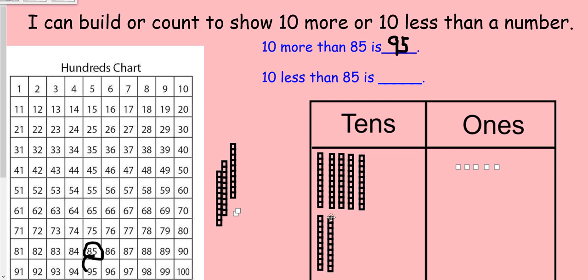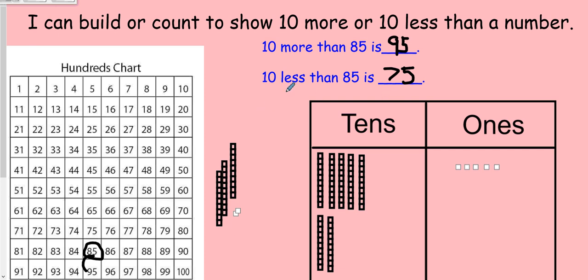Let's look at what we have left. Now we have 7 tens, 5 ones. 7 tens, 5 ones is 75. We can count to double check. 10, 20, 30, 40, 50, 60, 70, 71, 72, 73, 74, 75. 10 less than 85 is 75.